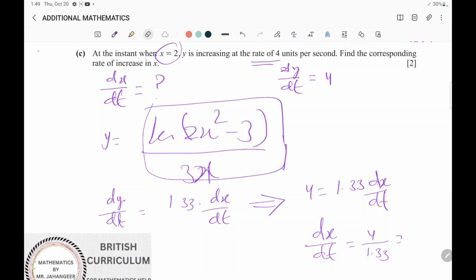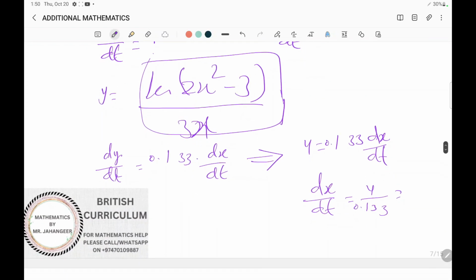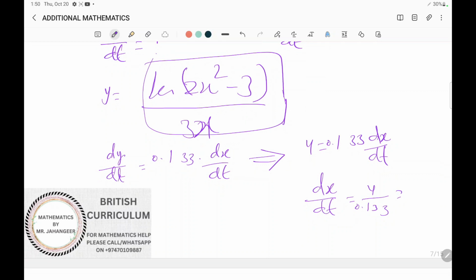So here it would be 0.133 h, but instead of h we have to write dx over dt. Now remove this and write 0.133. Okay, now let's use the calculator. 4 over 0.133, so that is 30.07 something. So, as a round value, we can say 30 or 30.1.